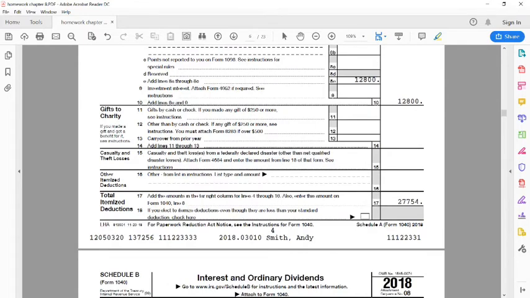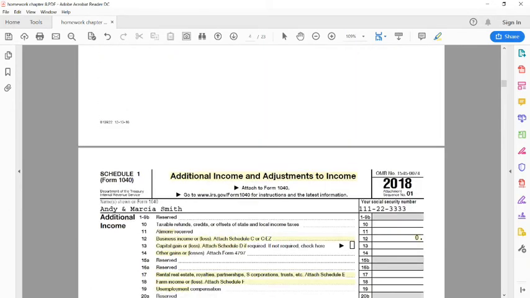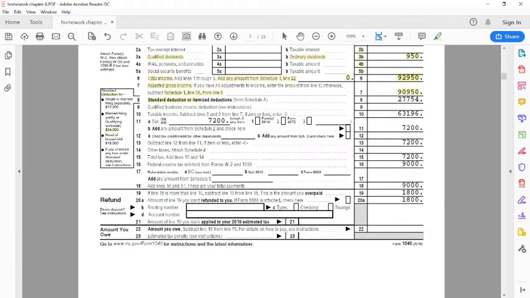You came up with total itemized deductions of $27,754. And as you see here, also enter on Form 1040, line 8. That's what we did, was we carried this number forward. So let's go back. And it goes here. 27,754 ends up right here. So those are our itemized deductions from Schedule A, as the instructions say. Again, it takes a great deal of patience to just read line by line.